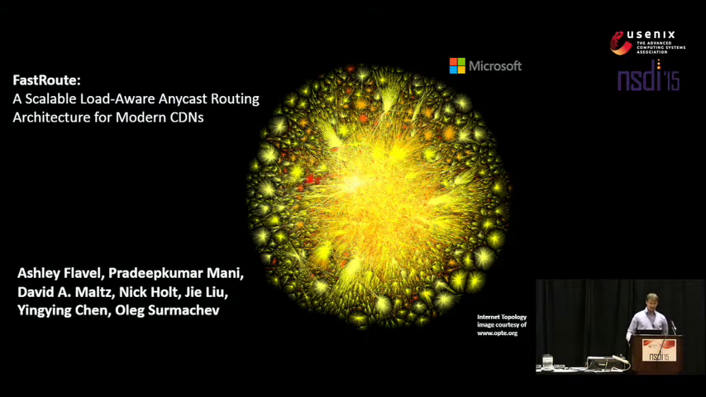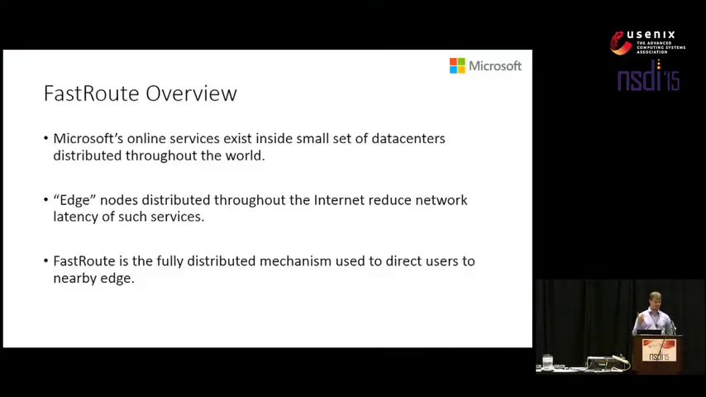As I mentioned just a second ago, Microsoft's online services exist in a small set of data centers distributed throughout the world. We can't have our services in a significant amount of locations. You can't have Bing running in hundreds of locations. It's just too expensive to do. So we have Bing and Outlook and other highly compute-intensive applications running in a small set of data centers.